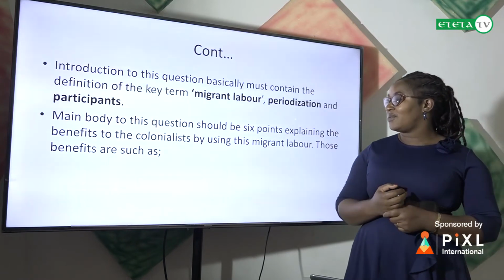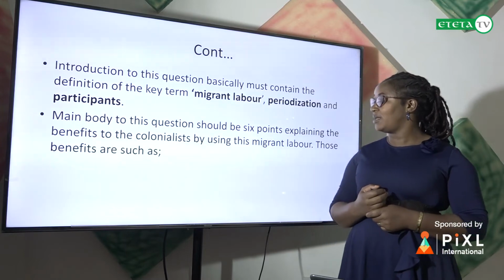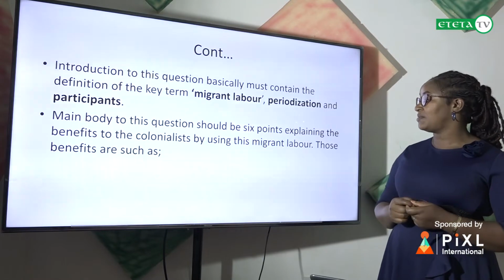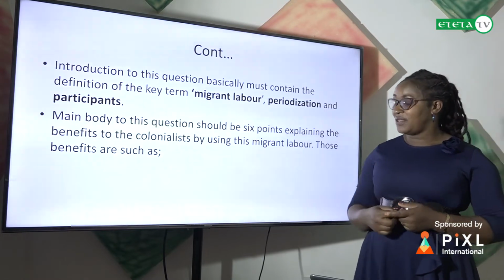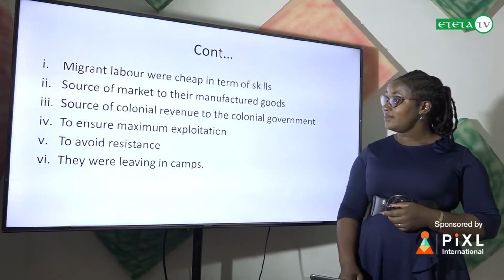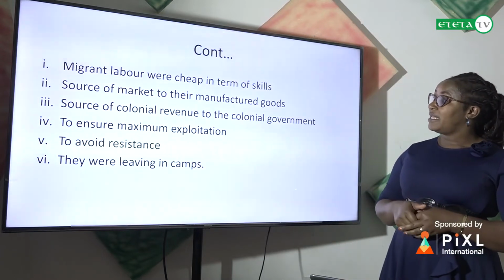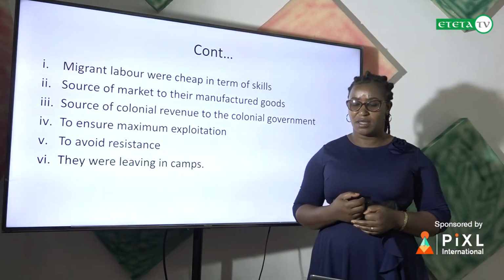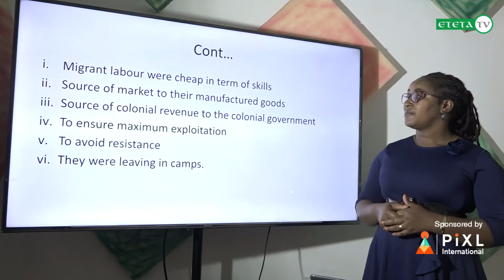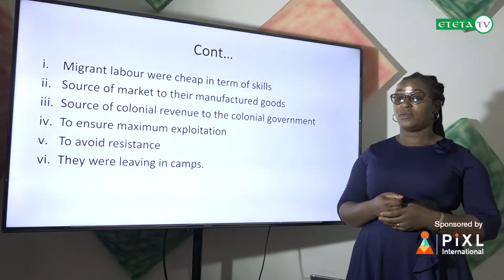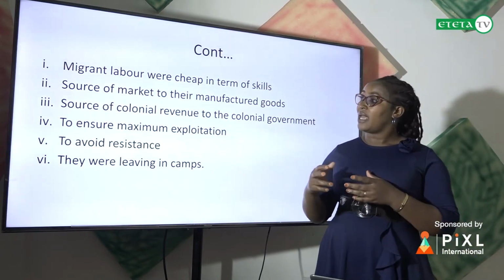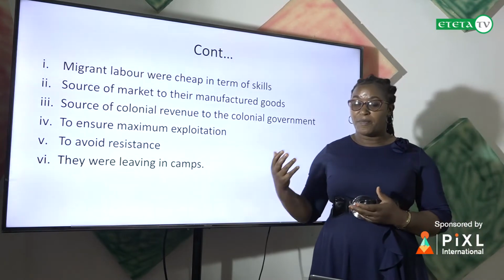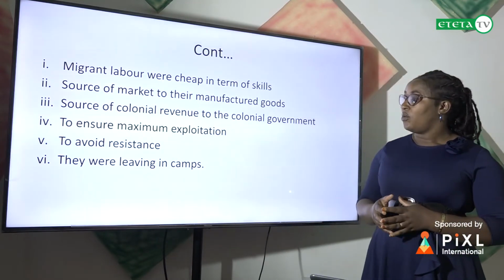The main body to this question should be 60 points, explaining the benefits to the colonialists of using this migrant labor. Those benefits are such as, number 1, migrant labor was cheap in terms of skills. Basically, we can see here that all migrant laborers were unskilled, so they were taken to their different economic activities with no skills for the purpose of paying them low wages.